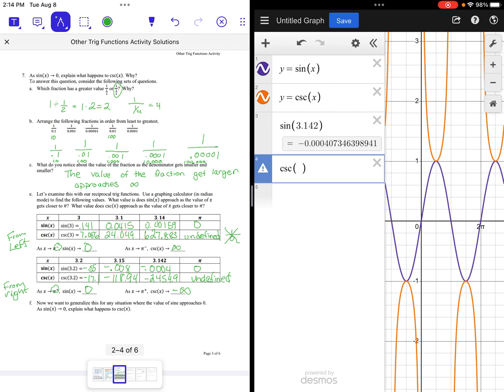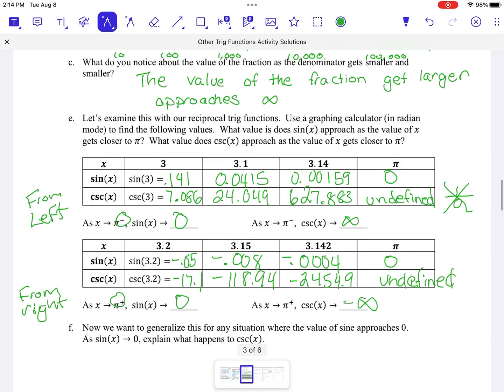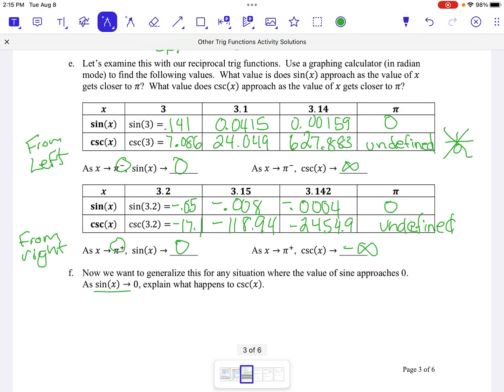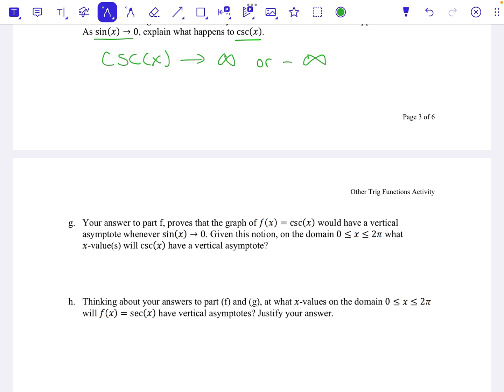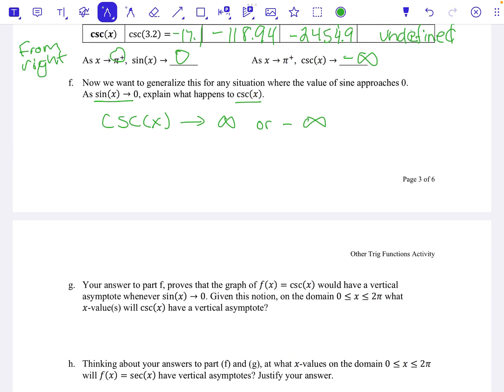So if we want to generalize, and I'm going to flip back to full screen here. If I want to generalize what's happening as sine approaches 0 to cosecant, I would say that cosecant of x would be approaching either positive infinity or negative infinity. And that would depend on whether the sine function is positive or negative. And so this would be our generalization. It's getting infinitely large. So what this basically answer in part F is proving, and we sort of talked a little bit about when we looked at the graph, is that basically our graphs of cosecant have vertical asymptotes.